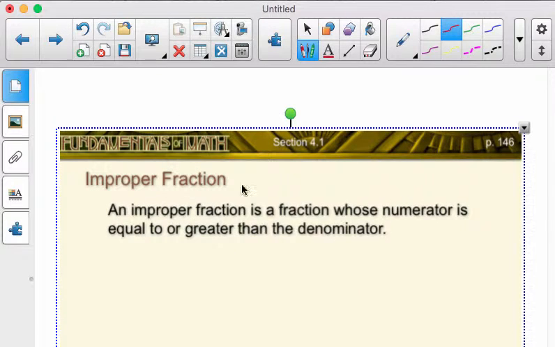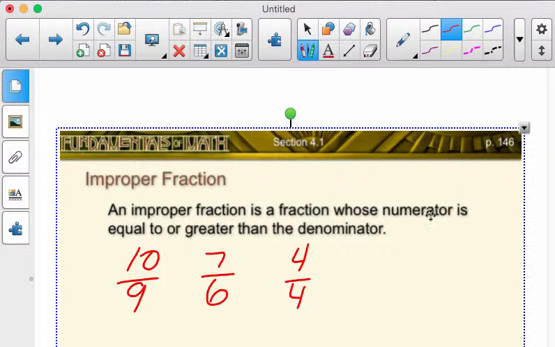Now, if we have a fraction that is not proper, we call it improper. And that is, of course, where the numerator is either equal to or greater than the denominator. So 10 over 9 would be considered improper. 7 over 6 would be improper. And also 4 over 4. Notice, because remember, it says the numerator can also be equal to the denominator. So 4 over 4, 3 over 3.